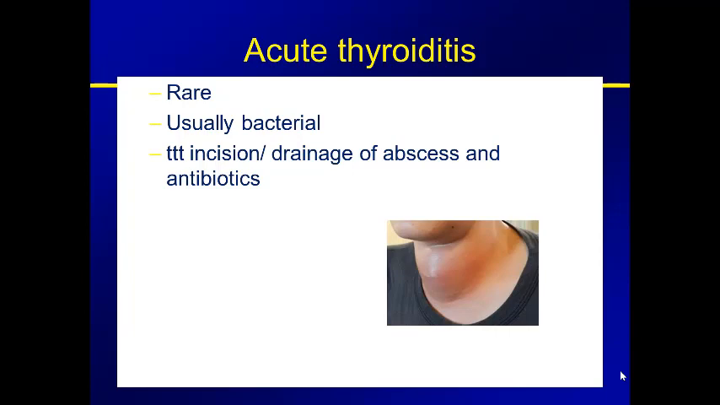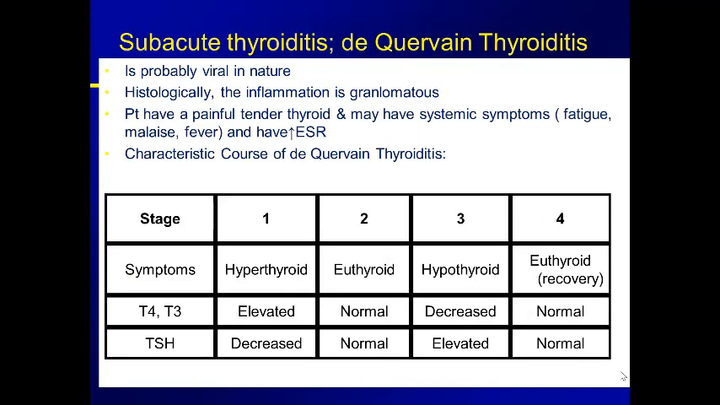So, what about acute thyroiditis, like any abscess? It is rare, usually bacterial, and treated like any swelling with an underlying inflammatory problem, with incision and drainage, anti-inflammatory antibiotics and pain relief, and the patient will recover and return back to normal condition.